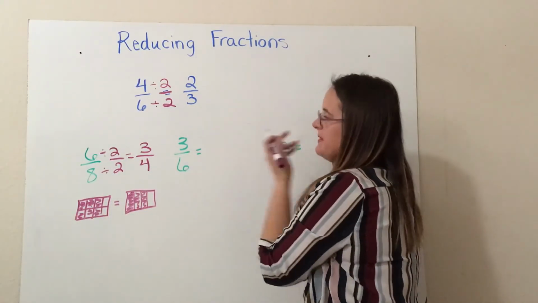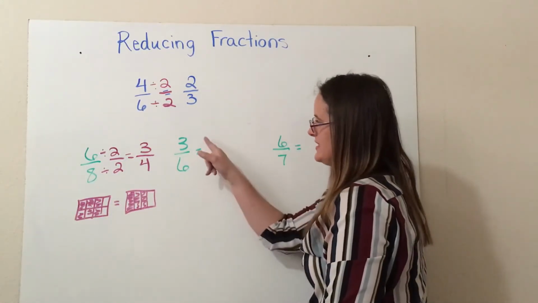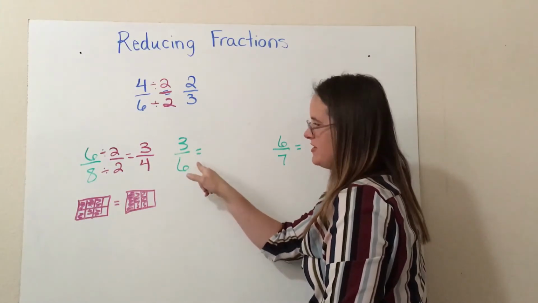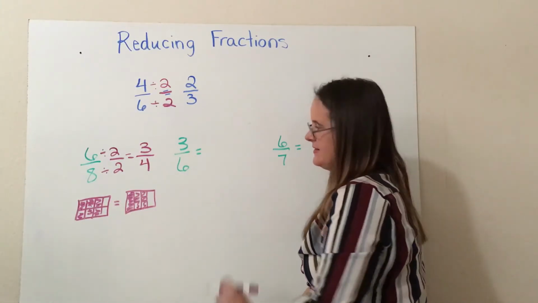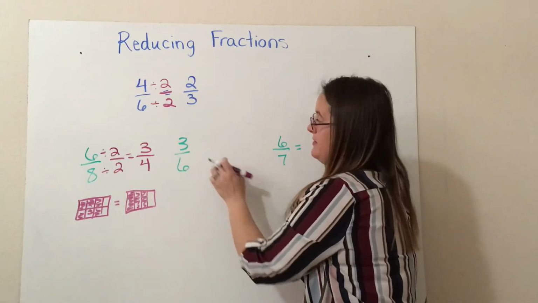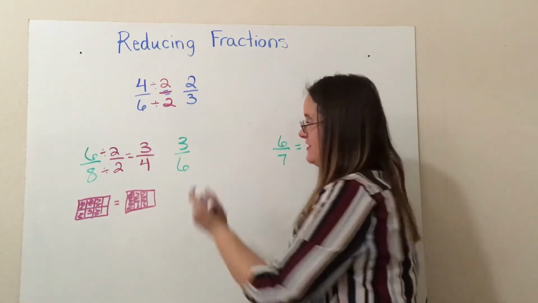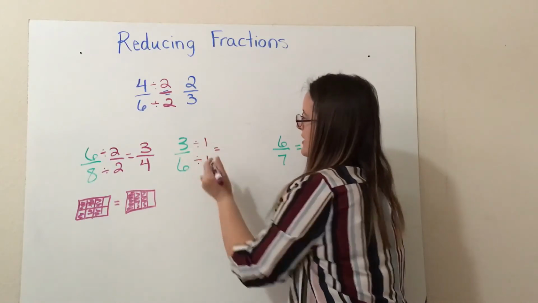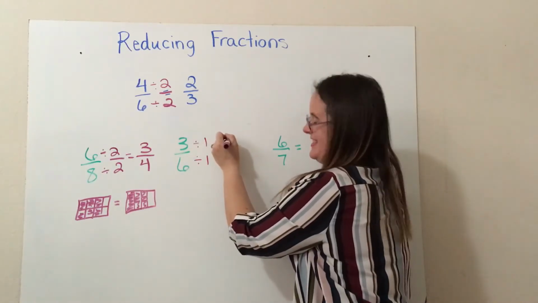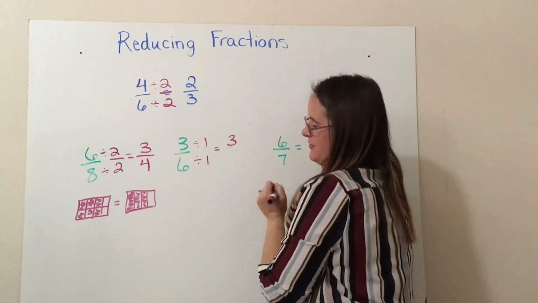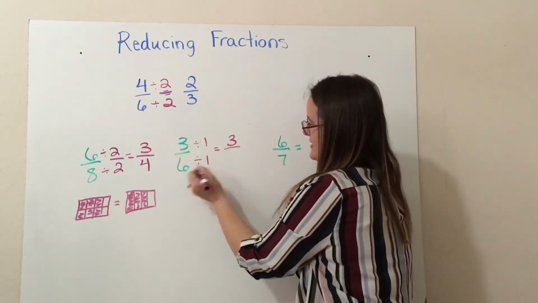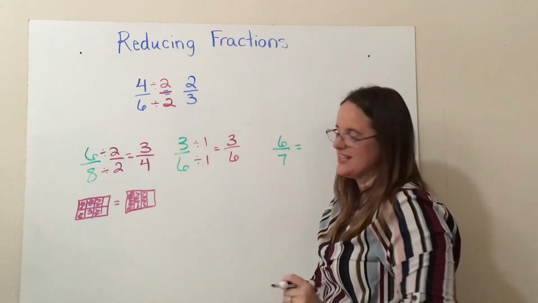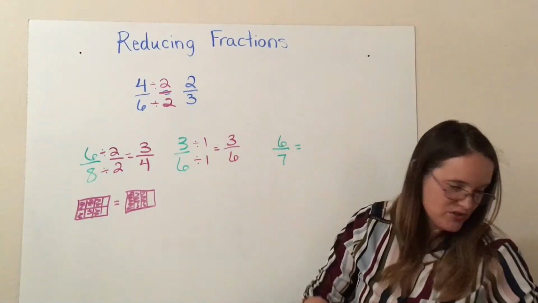Okay? What about 3/6? What's a number that I can divide both 3 and 6 by? 1. I can divide it by 1, but that's not going to change my fraction. That's a good point. Let me show you what happens here. Anything divided by 1 equals itself, that number. Right? 3 divided by 1 is 3. 6 divided by 1 is 6. So I haven't really reduced it.